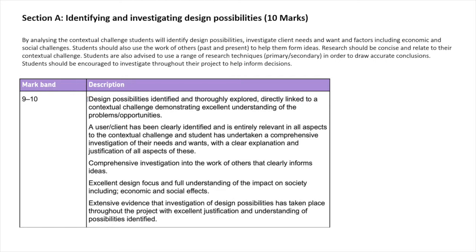So we've got section 1, or part 1 should we say, which is saying design possibilities identified and thoroughly explored. So to me that's going to be things like your mind map and your design problems. You can see that you've got design problems and opportunities. So what is the problem and how could you solve it? So could solve it, not will solve it, but could solve it.